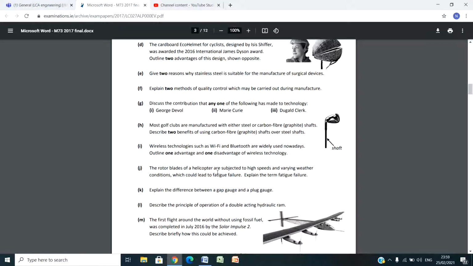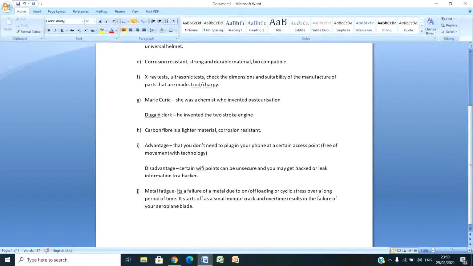So your rotary blades on your helicopter. Okay, so a helicopter, not an aeroplane. Helicopter. Okay. Okay then.